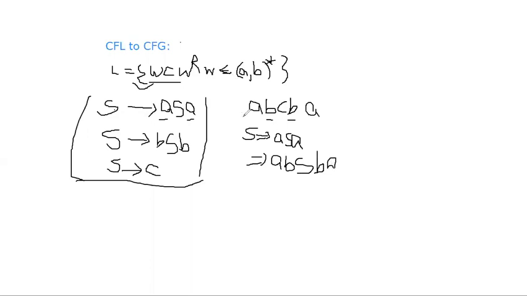So in the input, AB is there and BA is there. AB we got and BA also we got. Then finally, the required thing has been extracted. WWR is extracted. So finally replace S with C, because even if W and WR are epsilon, we must take S as C and not epsilon, because minimum C should be there.